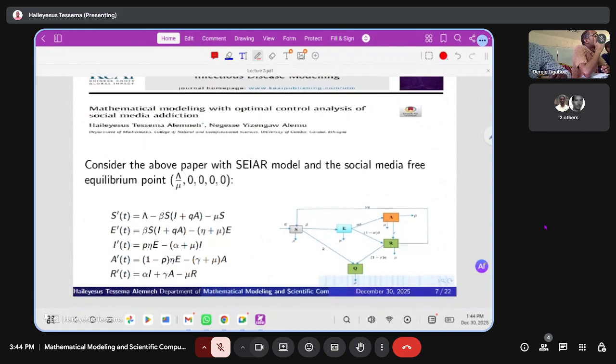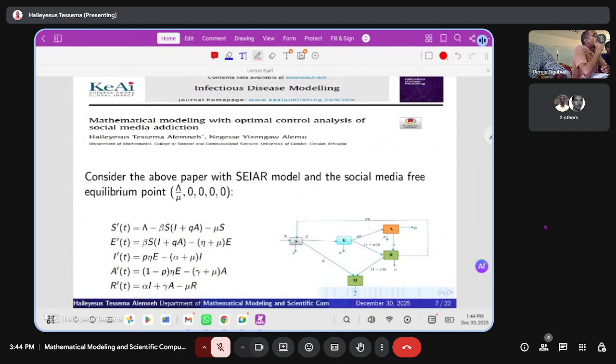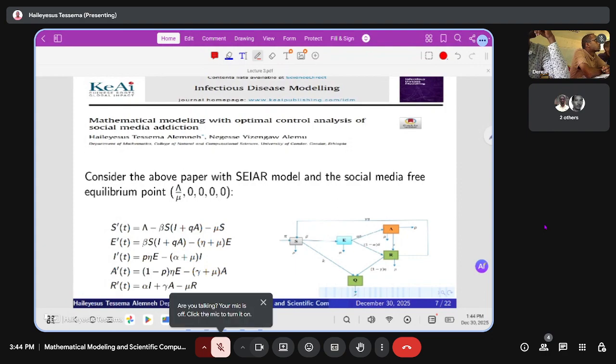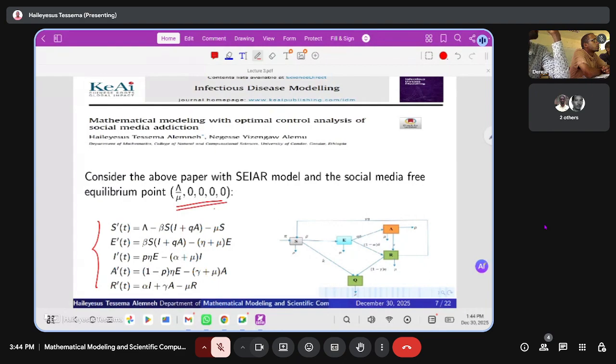And we considered an SEIRQ model, where S, E, A, R, and Q, with A being like I, and Q being like quarantine, for those who are denying or accepting the use of social media. So we considered that one, and it's developed by the system of differential equations in such a way. And solving, we obtained the social media free equilibrium point at this one.